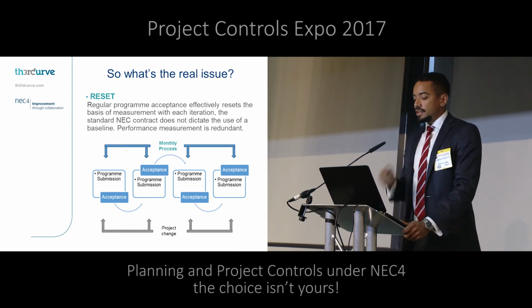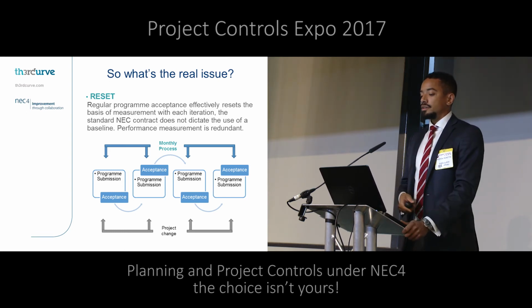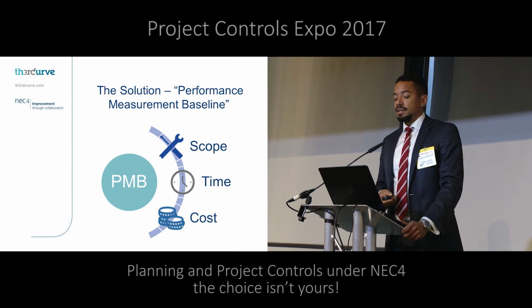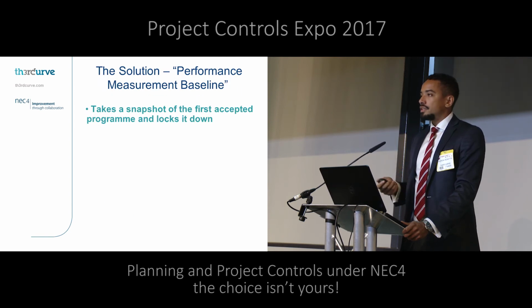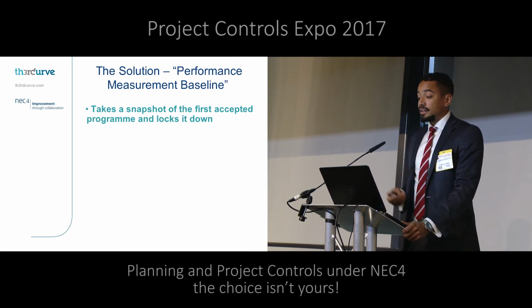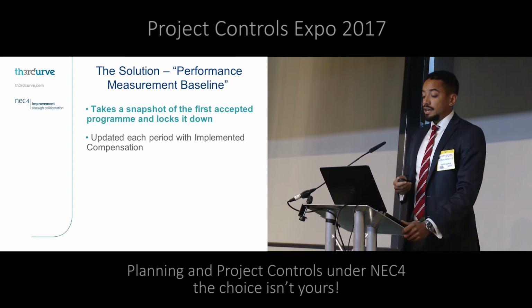So this constant reset of what is acceptable and the position for the contract is where you need to run another tool in your life cycle to get the desired outcome. Some call it performance measurement baseline. It's a few other names, but essentially, a performance measurement baseline is a snapshot in time, usually the first accepted program. You lock it down. It doesn't stay the same though. You have to pull in implemented compensation events as you go along.